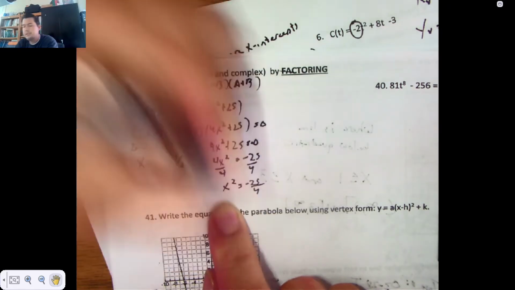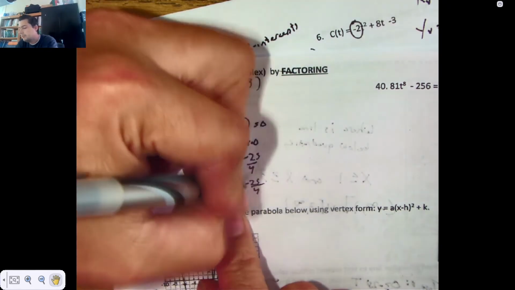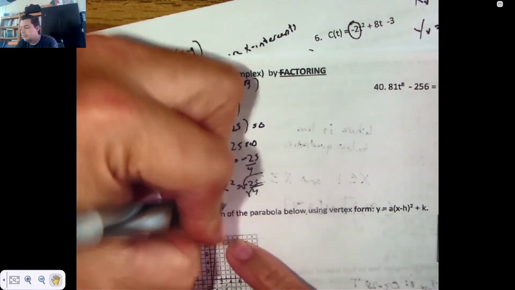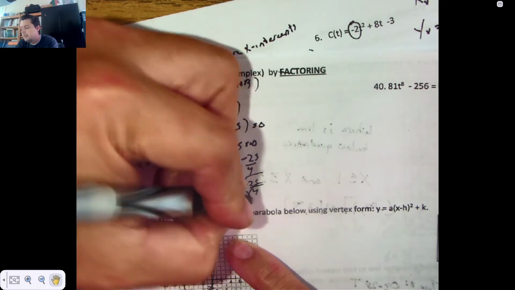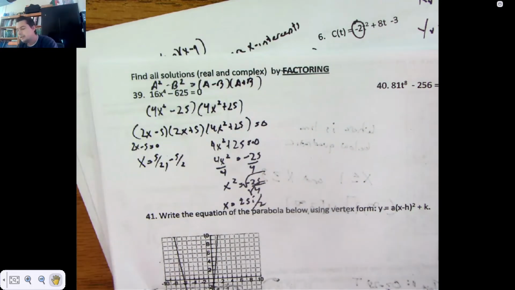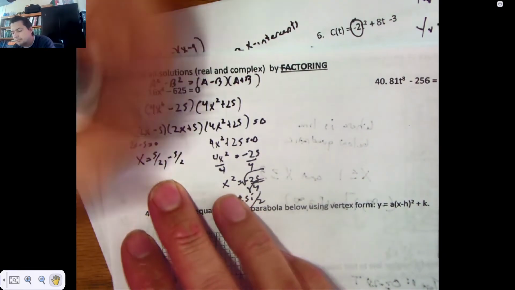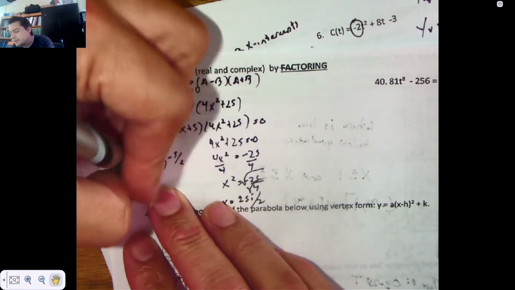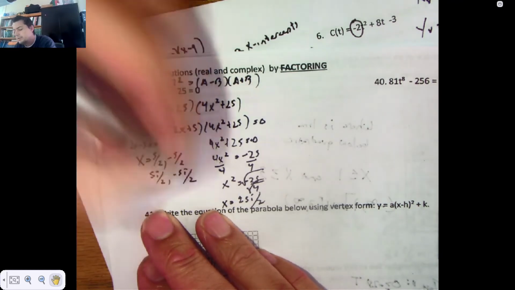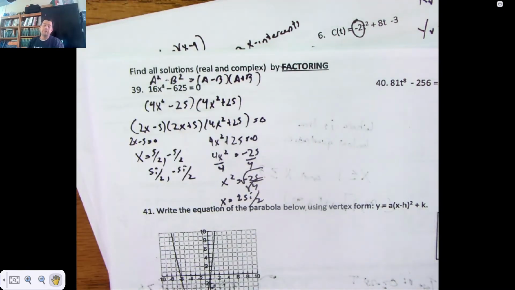Now you have x squared is negative 25/4, and the opposite of squaring has been square rooting forever. The square root of negative 25 isn't real. It's plus or minus 5i, and the square root of 4 is 2. So you got 5/2, negative 5/2, and then you got the conjugates, positive 5i over 2 and negative 5i over 2. Complex conjugates. 5/2 and negative 5/2 are actually conjugates too.